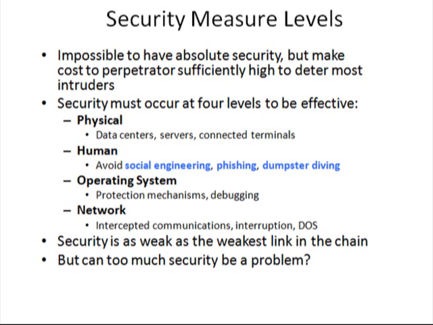Then the operating system can take care of more security. Protection mechanisms are used by the OS as well as debugging. Then in the network, intercepted communications, interruption, and denial of service can occur, and it has to be checked that these don't occur. Now, security is as weak as the weakest link in the chain. But whenever there is too much security, whether that would cause a problem to an already successfully executing process needs to be determined. So a trade-off has to be made in that scenario.